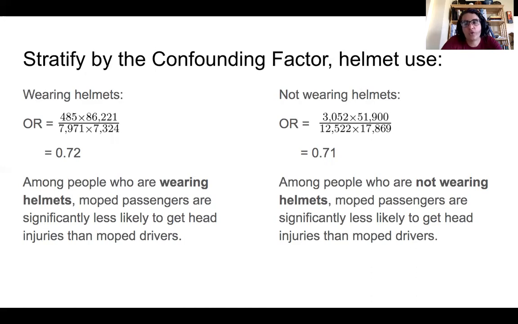This is called stratifying by the confounding factor. We said, look, there's this issue, helmet use. We're just going to split my group up into the helmet wearers and the non-helmet wearers and calculate my two odds ratios separately. It's particularly clean in this case that you get about the same odds ratio for the two different groups. That's really nice and often won't always happen. But this is the one idea of a way we can think about a confounding factor and deal with it.